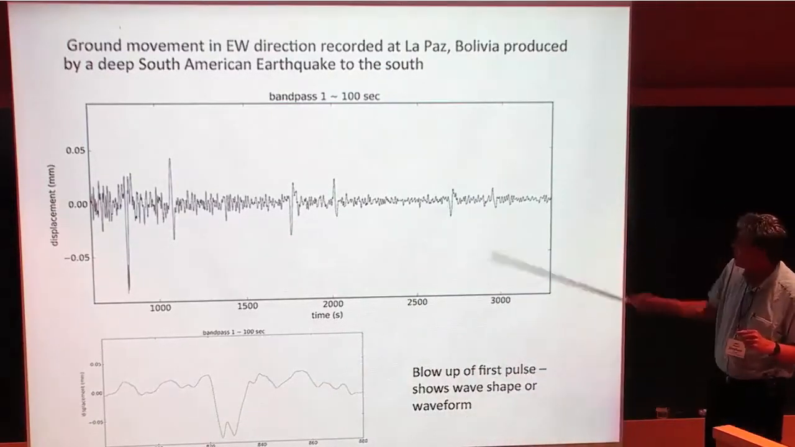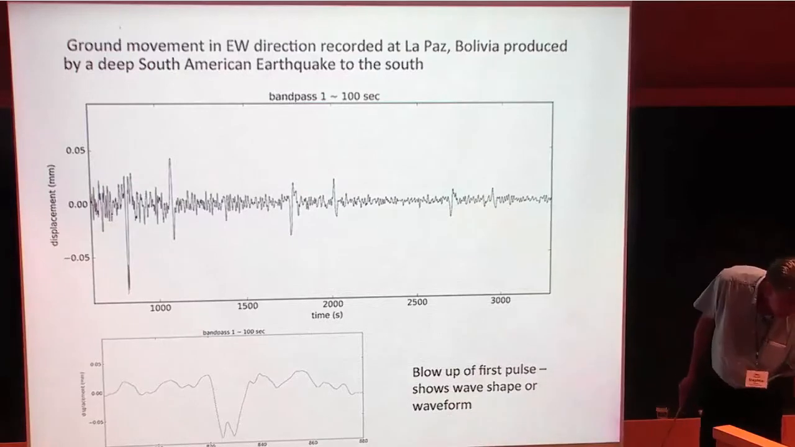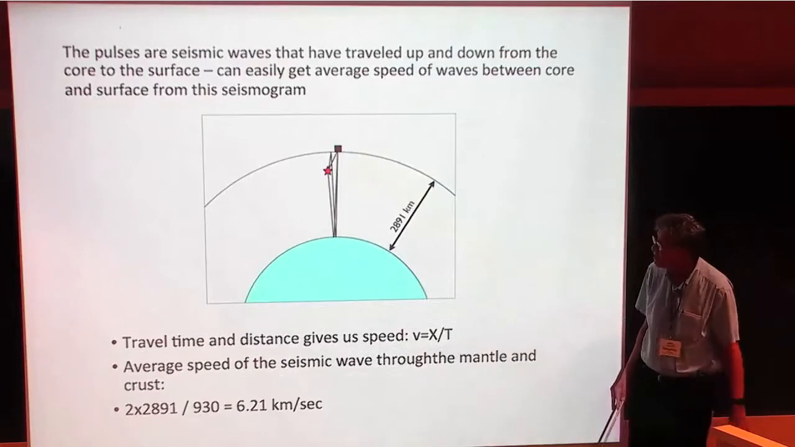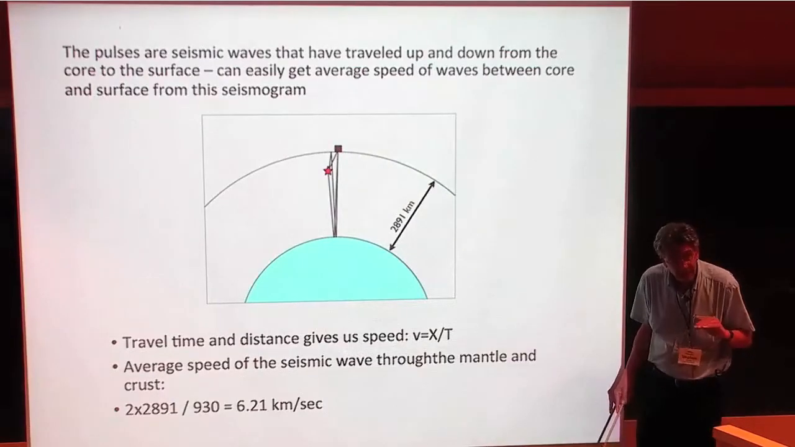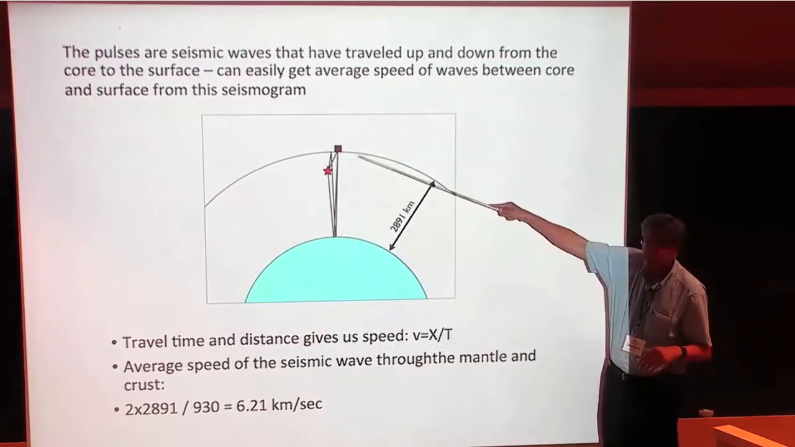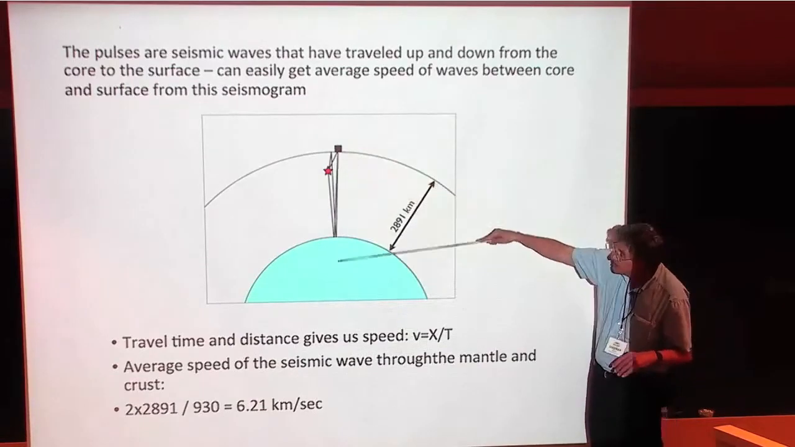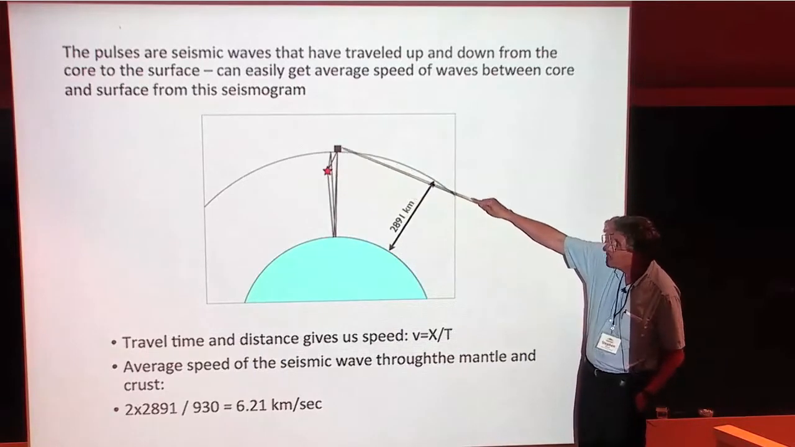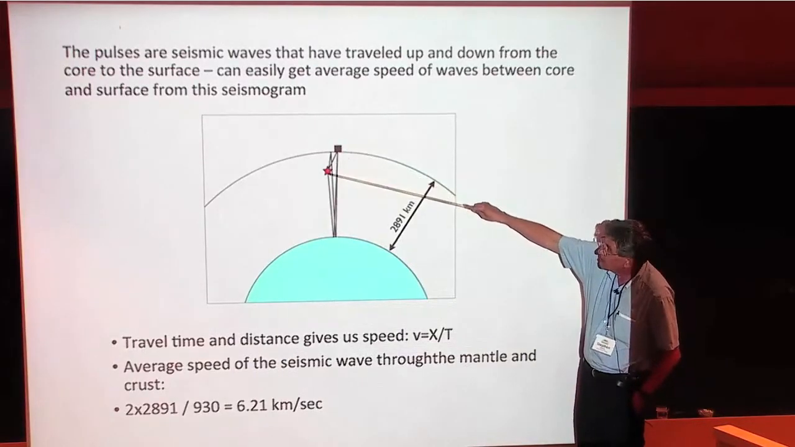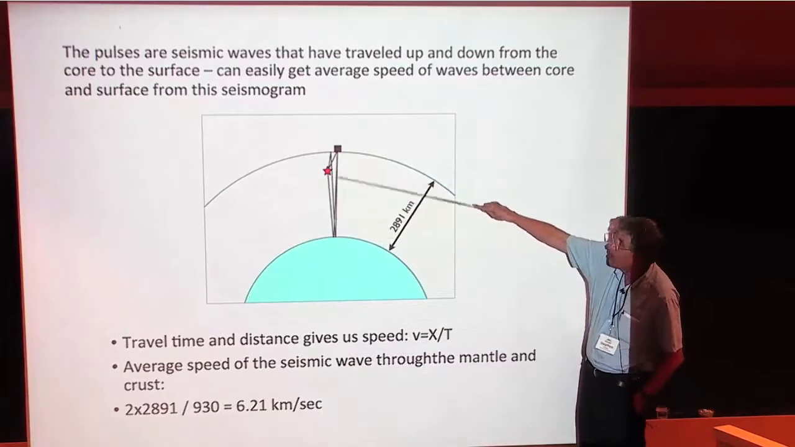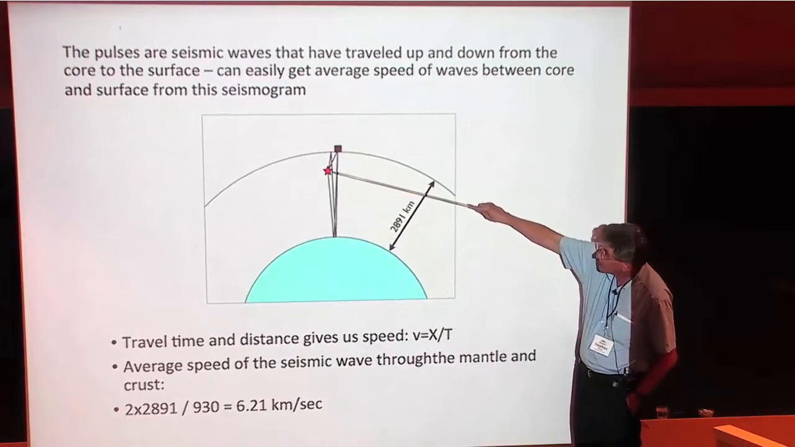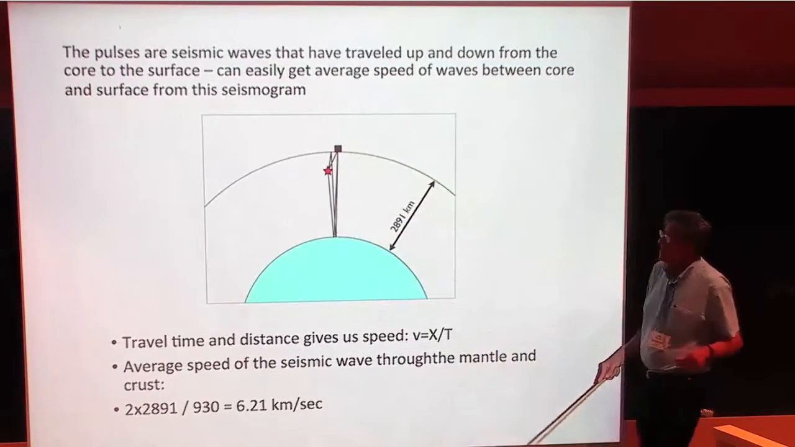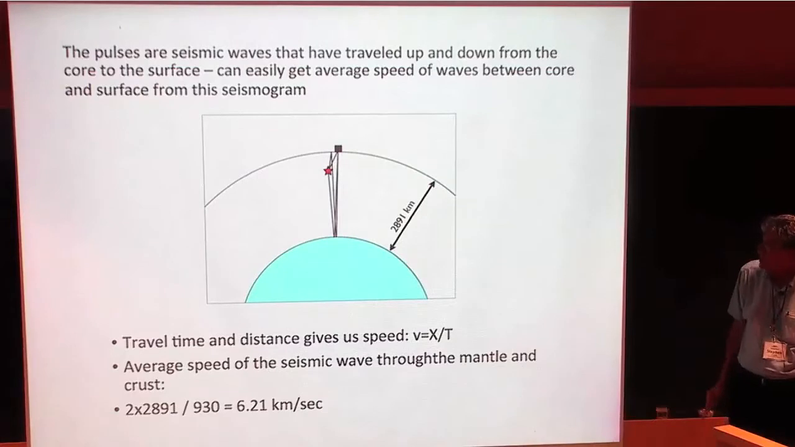So what are all these different pulses? It turns out in this case it's kind of neat. La Paz was very close to where that earthquake occurred. And what you're seeing with those pulses are waves that went down to the core and up to the surface, also to the surface, et cetera. So the very first pulse went from that earthquake source directly to the station. The second pulse you saw went down to the core, bounced off, recorded at the station. The third pulse went up to the surface, down to the core, back up, et cetera. And that's what those different pulses are.